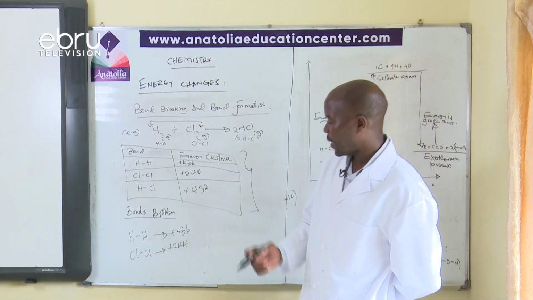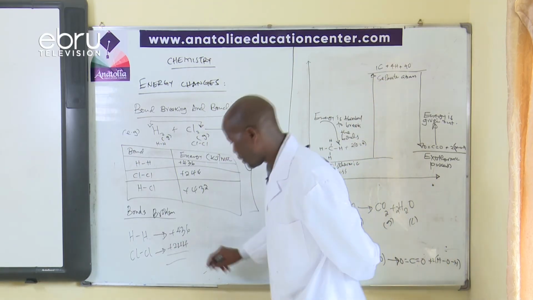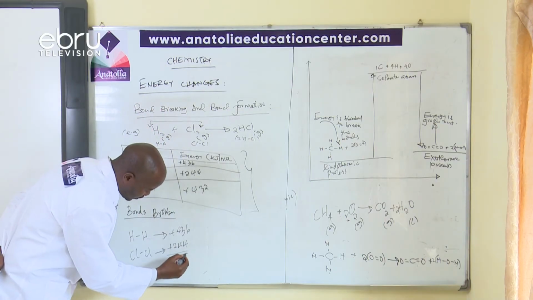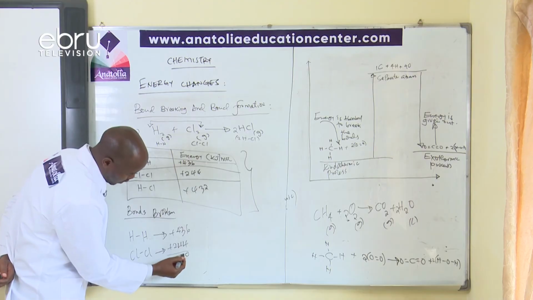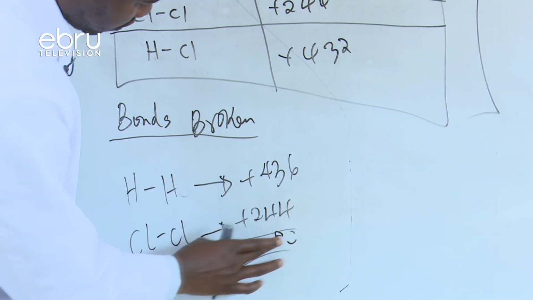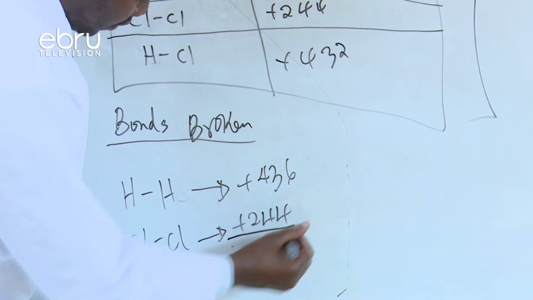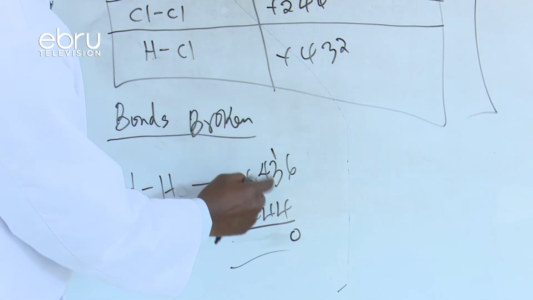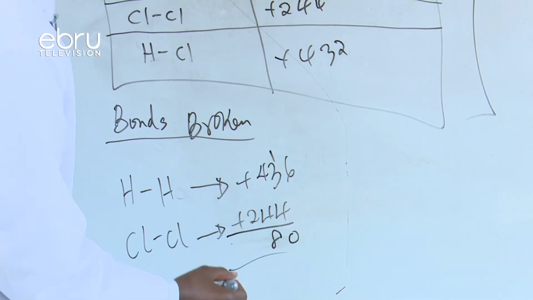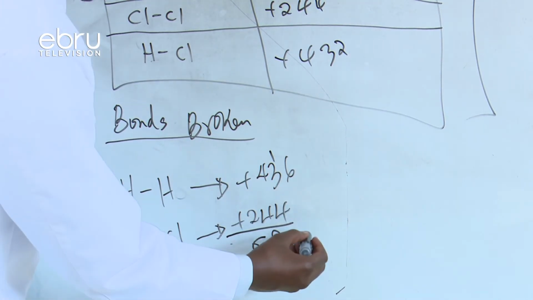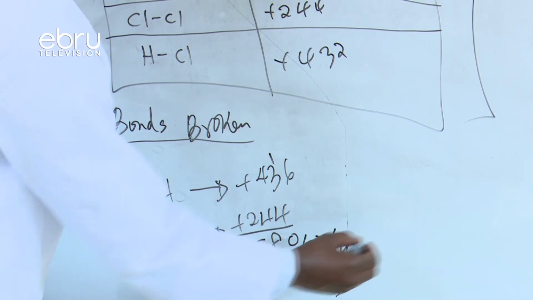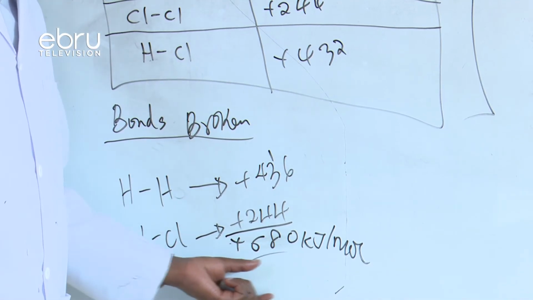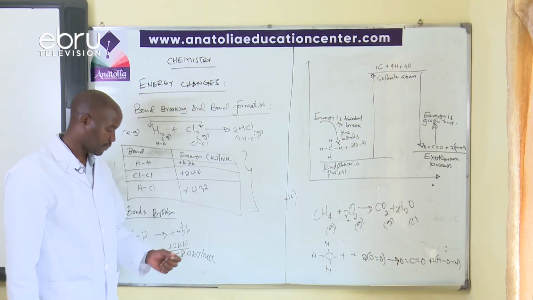Now, what is the total energy? The total energy for breaking the bonds will be, 6 plus 4, which is 10. And 1, this is 4 plus 4, 8. Then 680 kilojoule per mole. This is the amount of energy that you need to break the bonds, positive 680 kilojoule per mole.